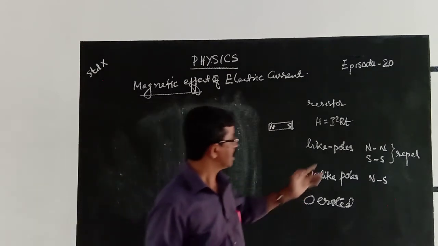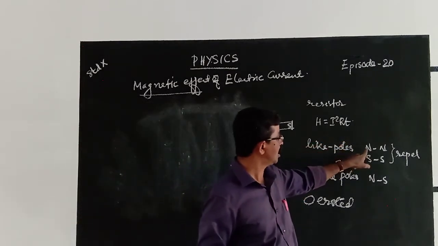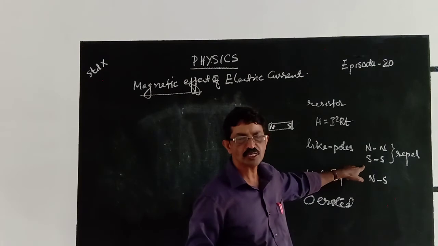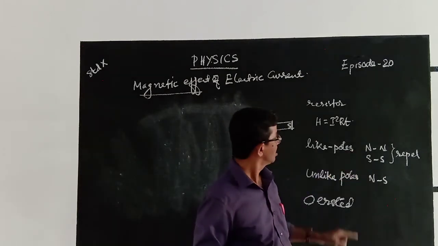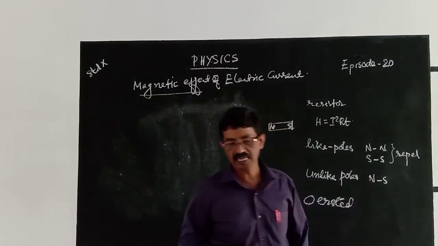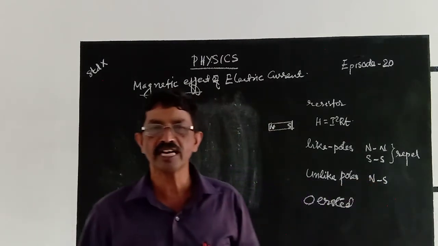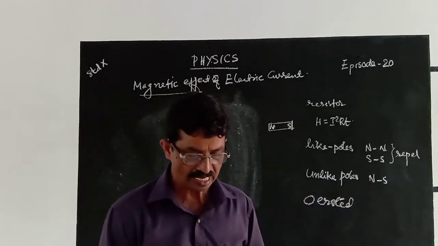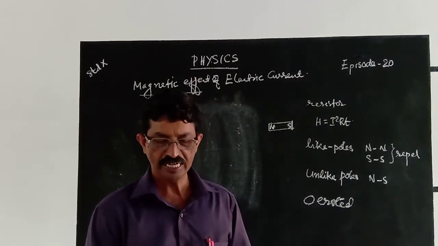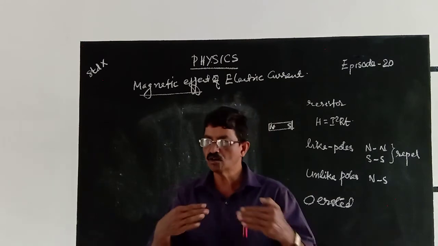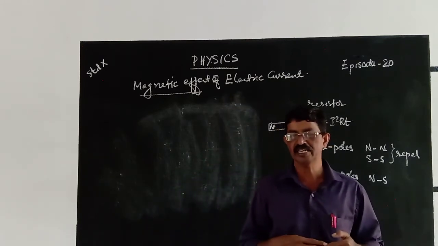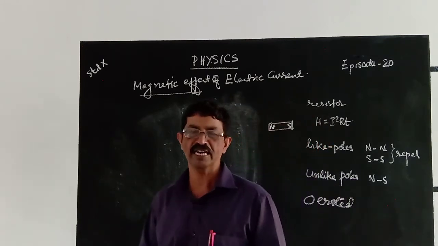When like poles approach each other or come near, they repel. But unlike poles attract. That is the reason why the compass is deflected when it is brought near the bar magnet.